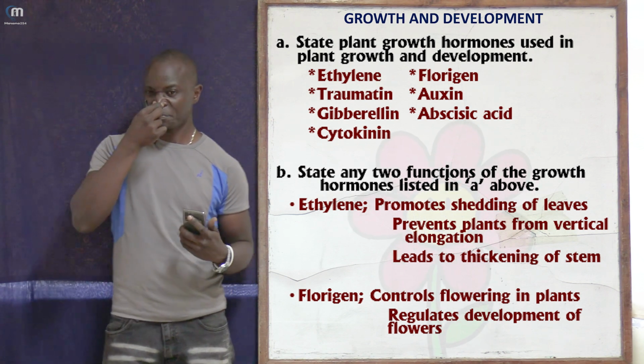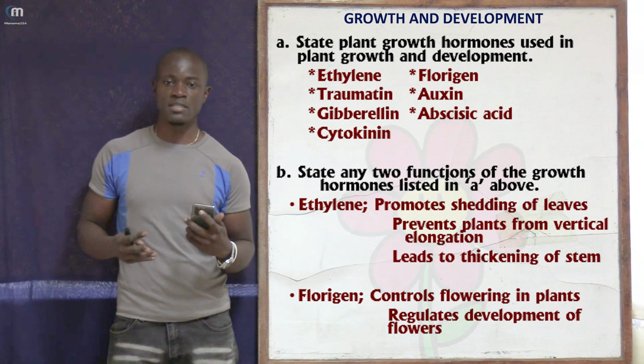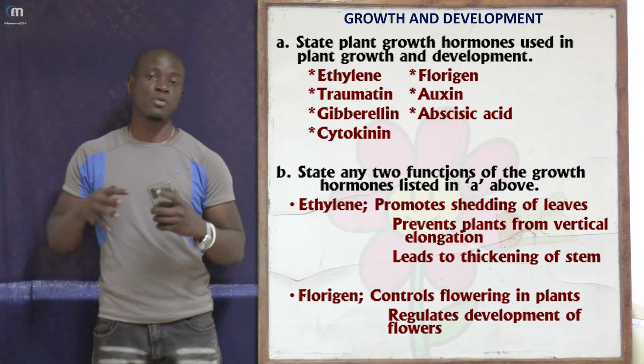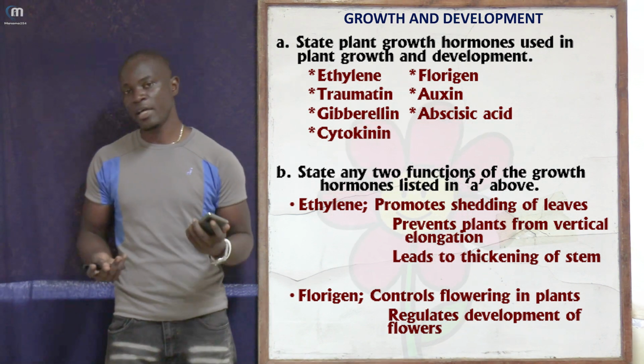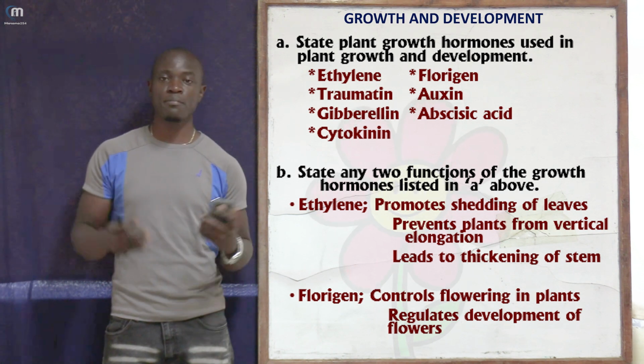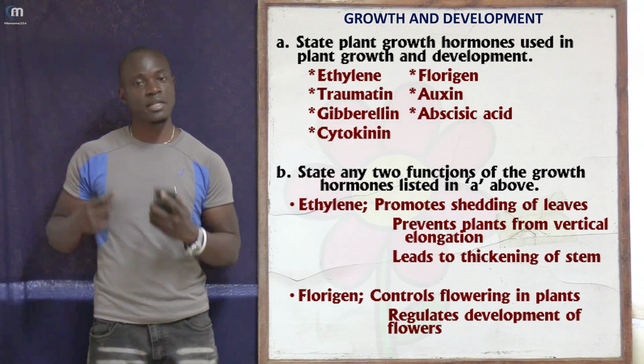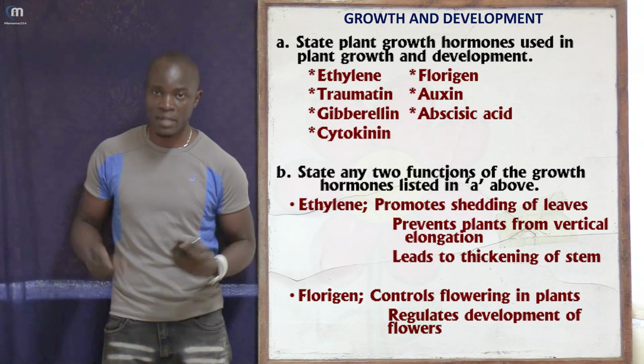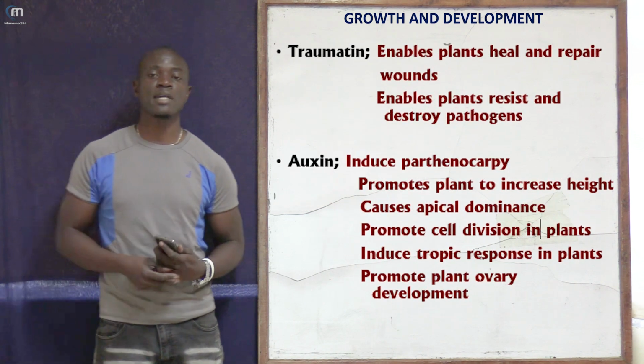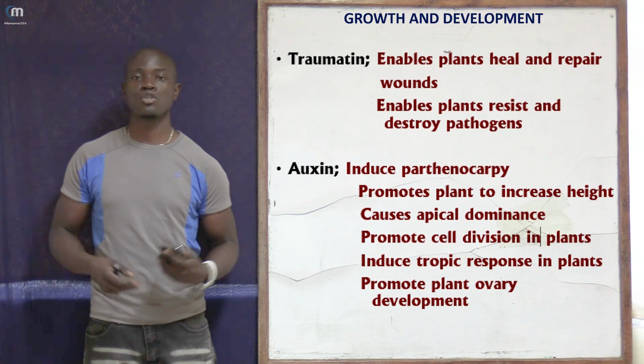That's why in rainy seasons, maybe you can see that flowers are not being produced. But when the rainy season ends, you realize that flowers are being produced. It is the florigen hormone which controls flowering in different seasons of the plant. Among others, let's go to the next hormone.